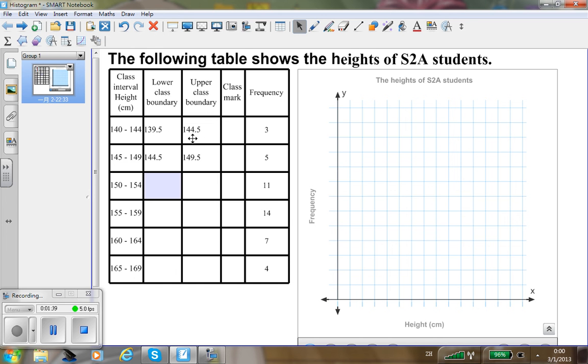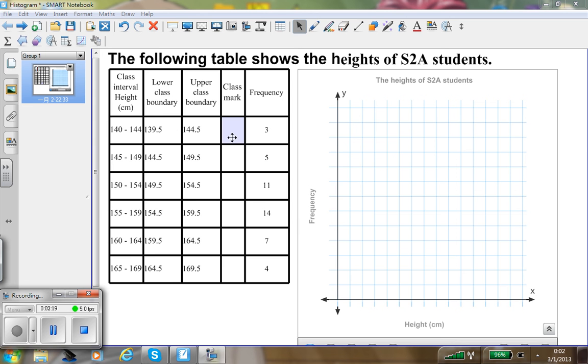And we'll see that for the next class, we just start from the same value, 144.5. Therefore there's no gap between these two classes. It means when we draw the histogram, it is not like a bar chart. There are no gaps between the bars. Then we can continue in this way to finish the lower class boundary and upper class boundary. Now here are the completed columns for the lower class boundary and upper class boundary.